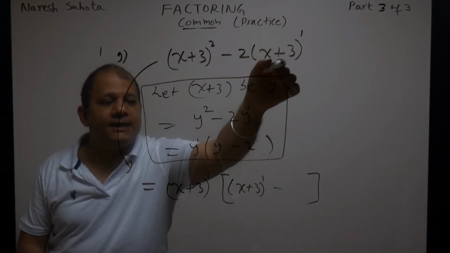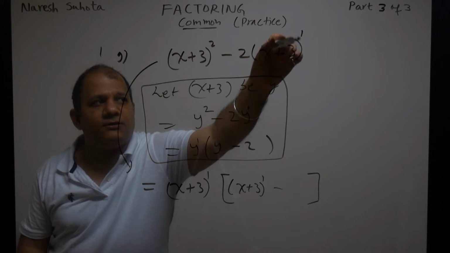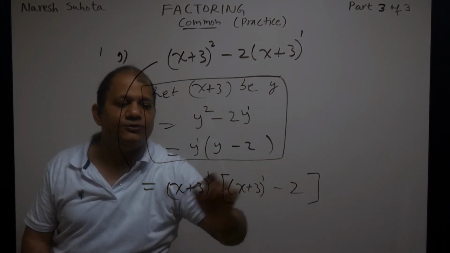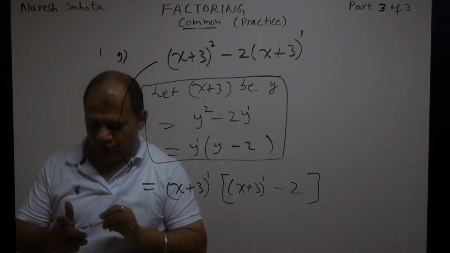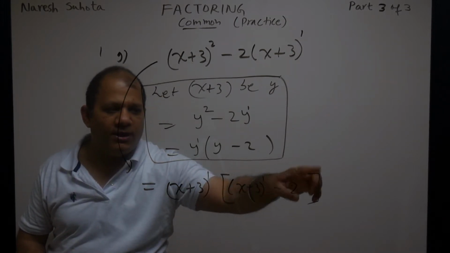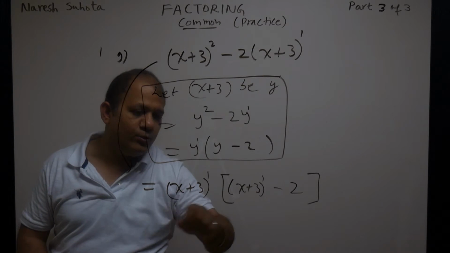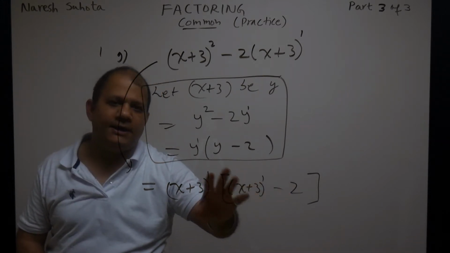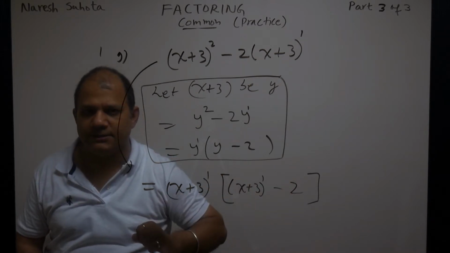And what about in the second? Well, I've already pulled out this factor, x plus 3 to the 1. I'm left with a factor of minus 2. All right, so this is the reason why I chose square brackets, because inside I ended up with parentheses, right? So you don't know what you're going to end up with. If you're not sure, then just use square brackets.